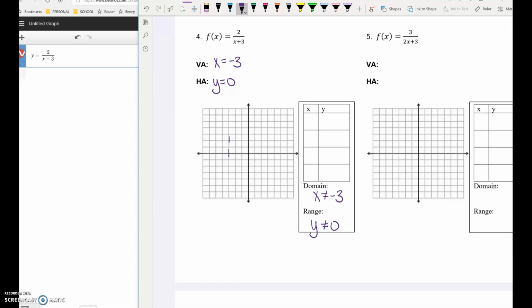So -3, that gives us this vertical asymptote. Y equals 0, I go ahead and put a dashed line along the x-axis on that y equals 0 line. We're going to want 2 points on either side. So from -3, I want -2 and 0. That's the 2 points on the right side of the asymptote. 2 points on the left side, I want -4 and -5.